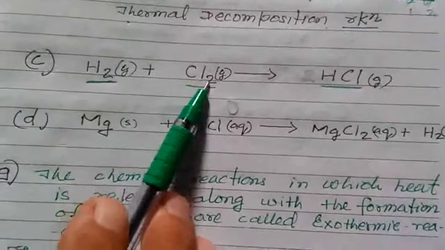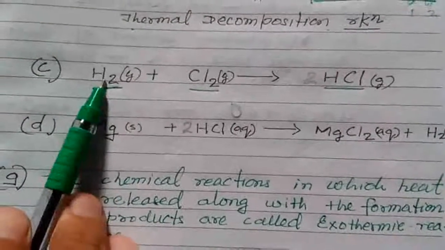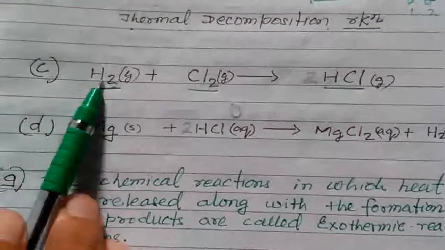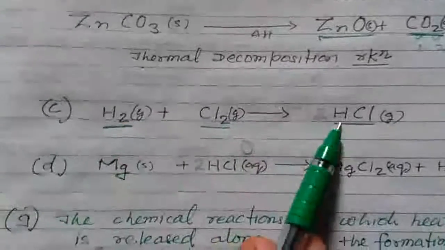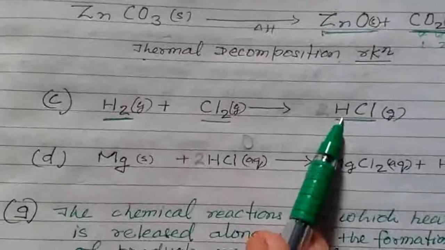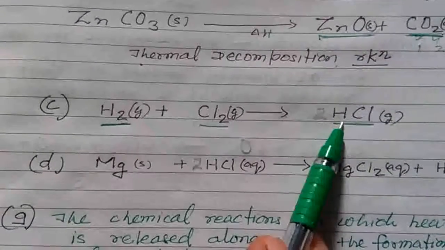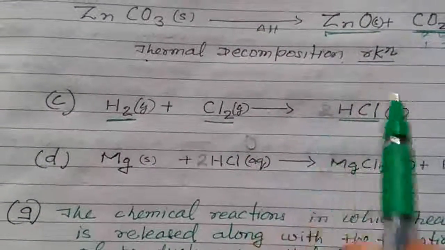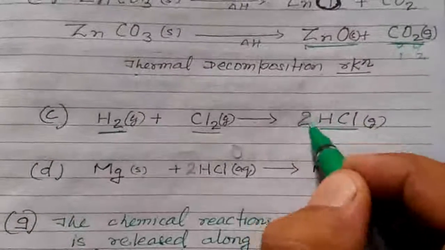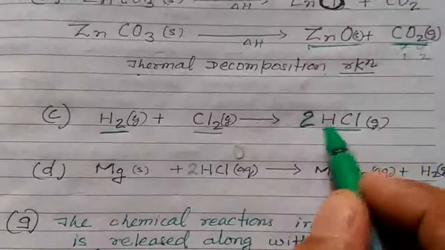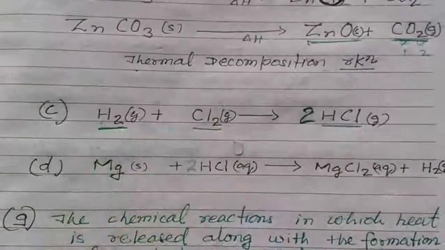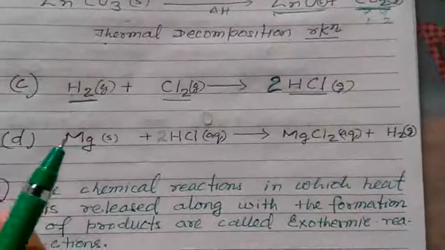Cl2 we write. H2 is diatomic, so one molecule of hydrogen contains 2 atoms, but 1 molecule of hydrogen chloride contains only 1 atom of hydrogen. So to make the hydrogen 2, we have to take 2 molecules. When we write 2 here, hydrogen becomes 2, chlorine becomes 2, and both are equal. So in this way, come to the D.